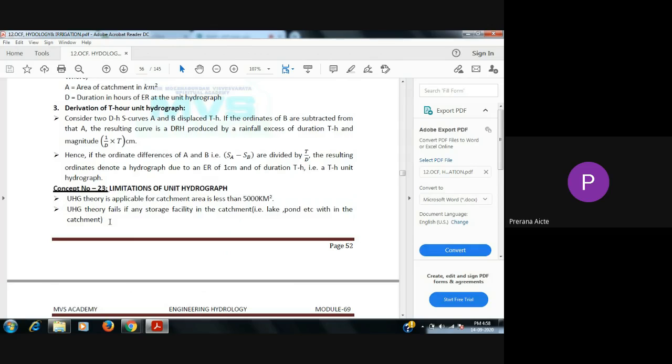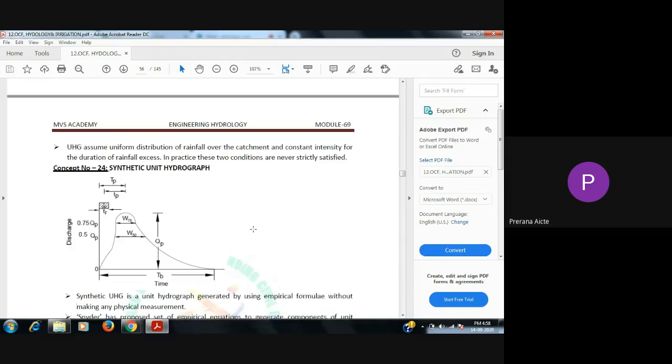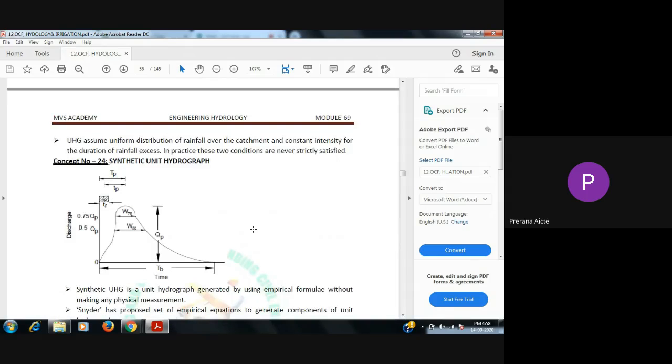Then, unit hydrograph theory fails if there is any storage facility in the catchment, that is a lake, pond, etc., within the catchment. Then, the unit hydrograph assumes uniform distribution of rainfall over the catchment and constant intensity for the duration of rainfall excess. So, in practice, these two conditions are never strictly satisfied.